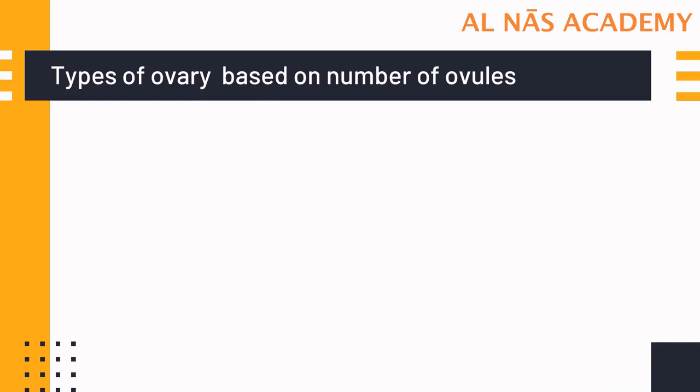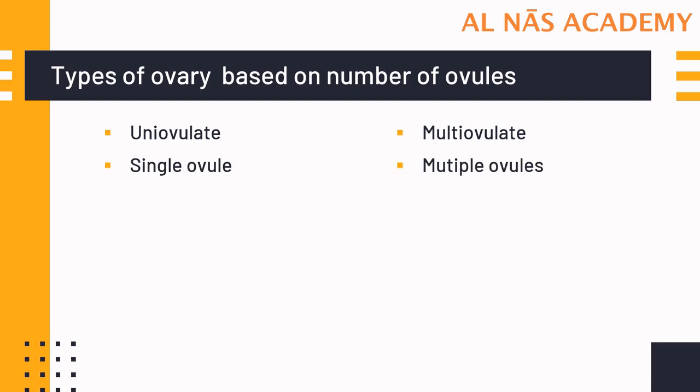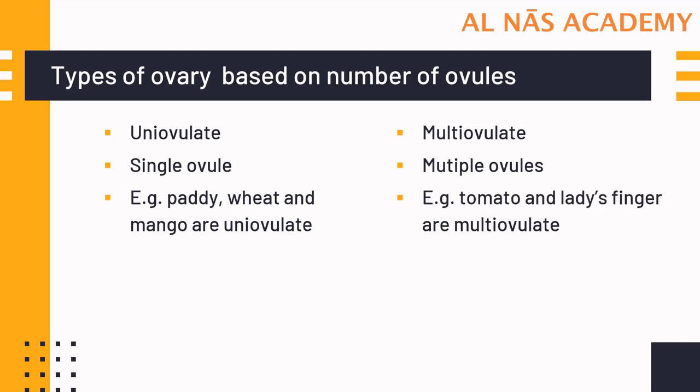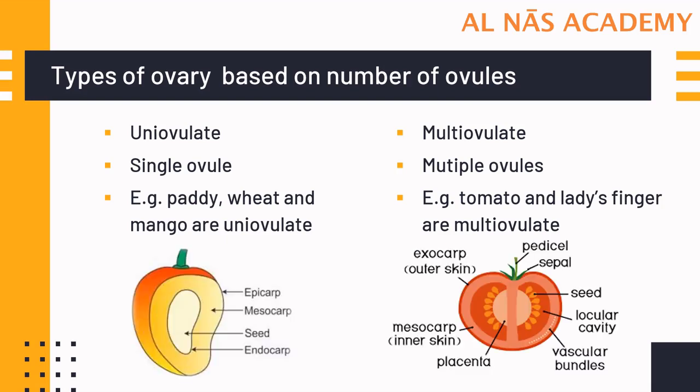Let us discuss types of ovary based on number of ovules. So if there is only one ovule, then it is called uniovulate. If there are many ovules, it is termed multiovulate. So as I said earlier, uniovulate means having a single ovule. Multiovulate means many or multiple ovules. Examples of single ovule are paddy, wheat and mango. They all are uniovulate. Whereas examples of multiovulate are tomato, ladyfingers. They all are multiovulate. So here let us have a quick diagram for our reference.